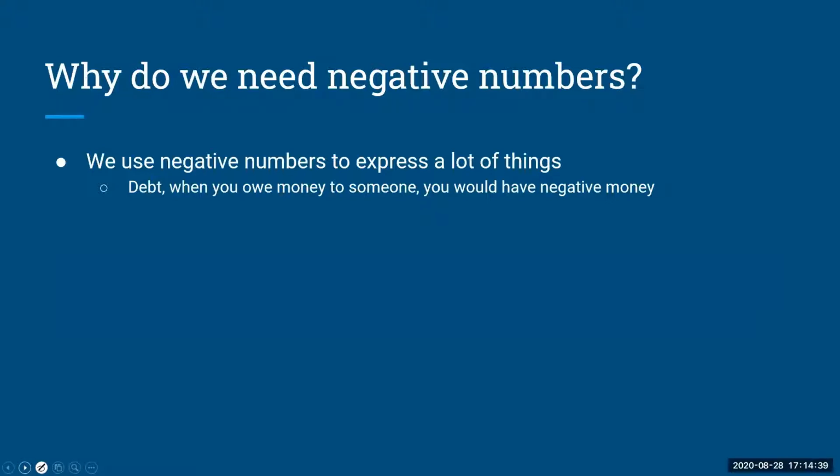Now, if you're working for a negative wage, I think you might want to renegotiate that because you're paying someone to work. That wouldn't make sense. So keep that in mind. Temperature, obviously, when it's really cold, you can go to negative degrees.